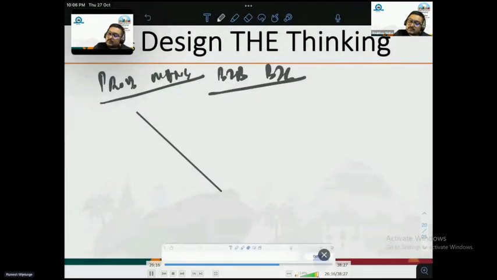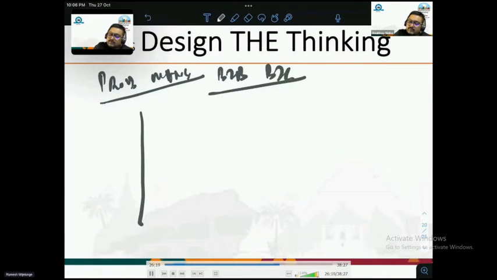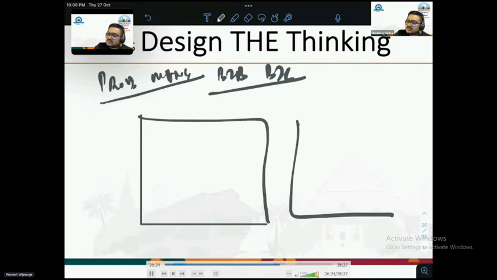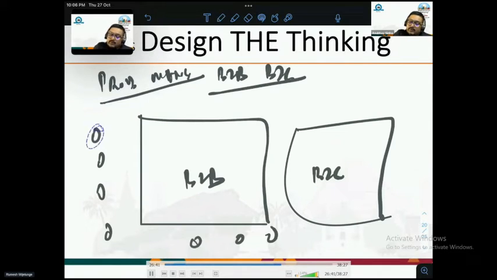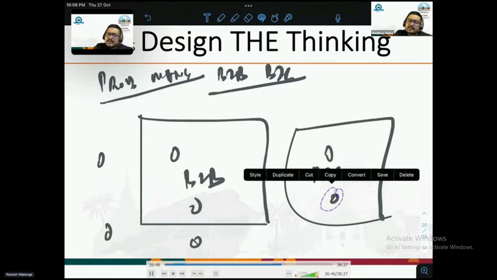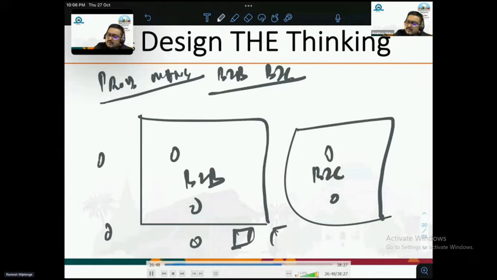Let me remove this. I will do a very simple thing. I will just create two boxes, one box, and this is the other box, and I will simply write B2C, B2B, and I will ask them what will come in which section. I will go with some prep of the items, which will help them too, and I will give them some open stickies that will help them to create their thinking.